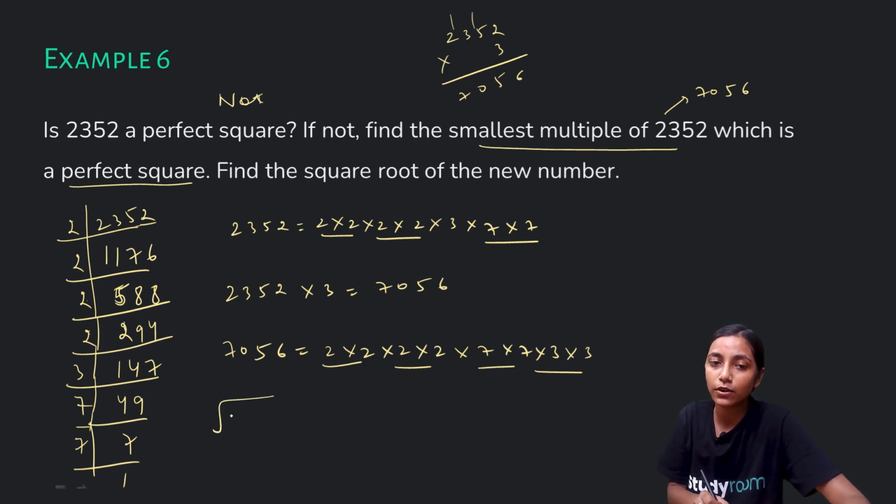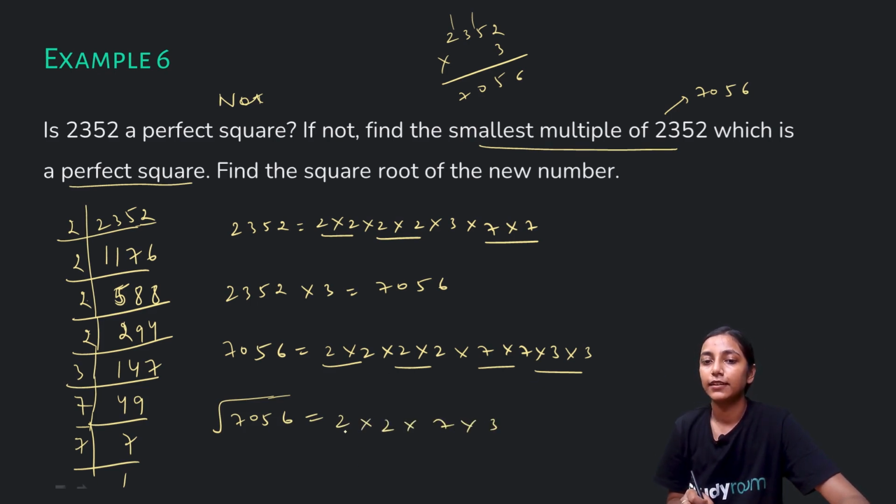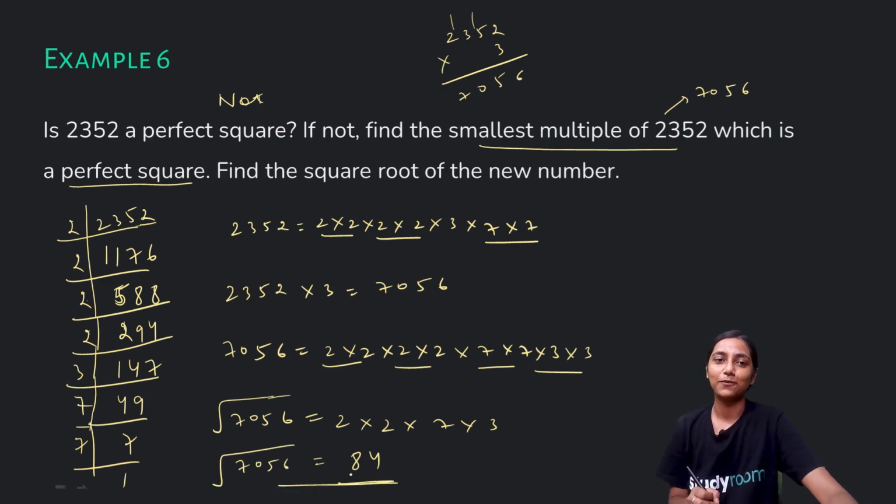And what is the square root? For finding the square root, I have told you, we write the members of these pairs only one time: this 2, this 2, this 7, this 3. So 2 and 2, 4; 4 threes are 12; 12 sevens are 84. So the square root of 7056 is actually 84. This is how you find it using the method of prime factorization.